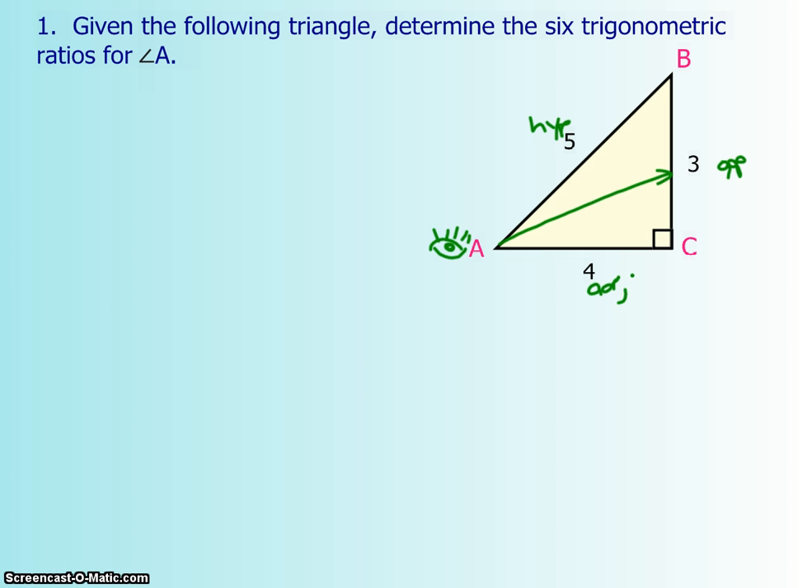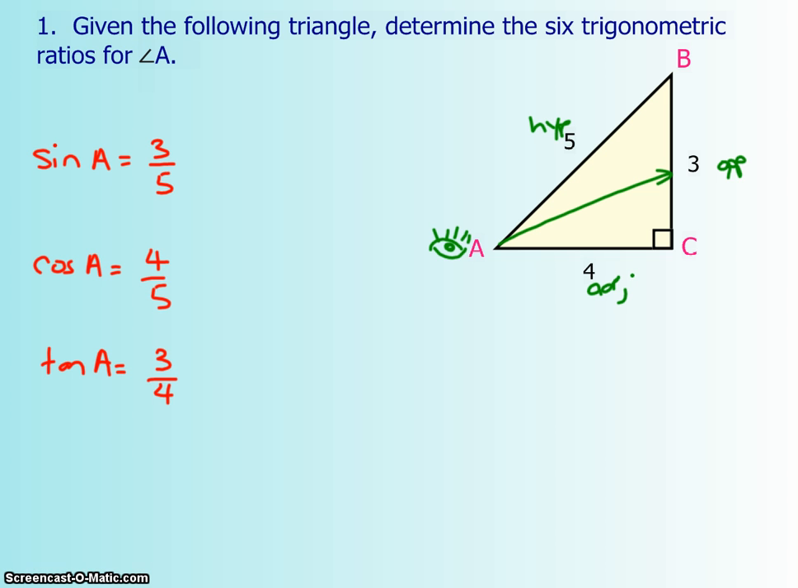Now let's set up all of the 6 ratios. First you have your primaries, sine A, not theta because they had mentioned that we're looking from angle A, cos A, and tan A. So sine is opposite over hypotenuse, which is just 3 over 5. Cos is adjacent over hypotenuse, and that's 4 over 5. And then tan is opposite over adjacent, which is 3 over 4.